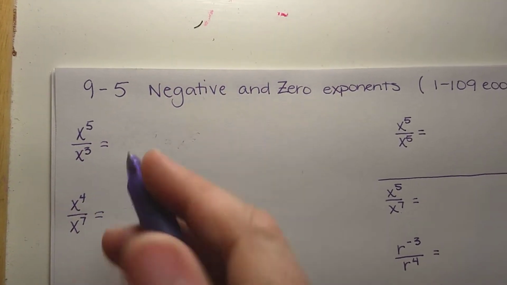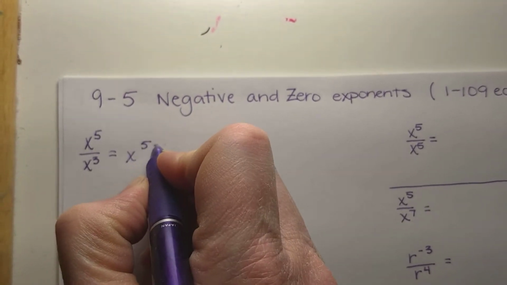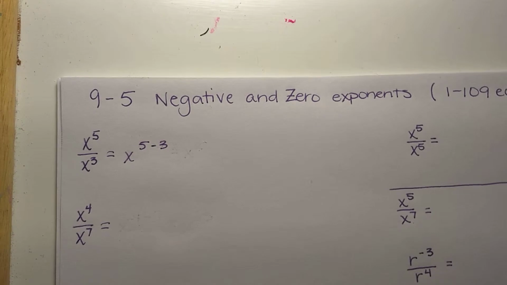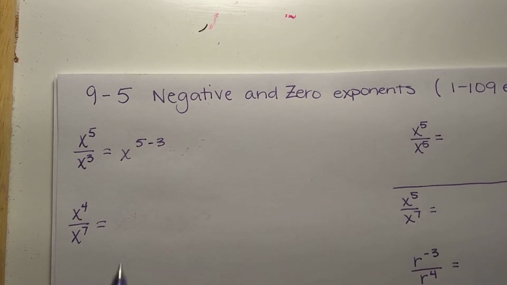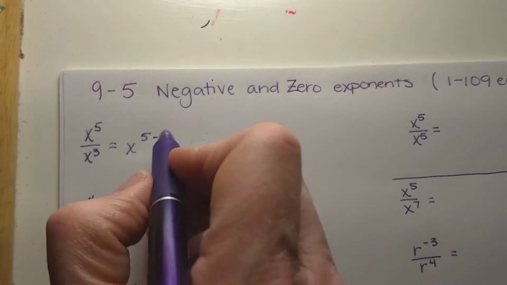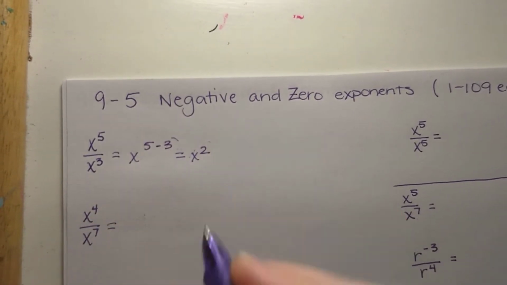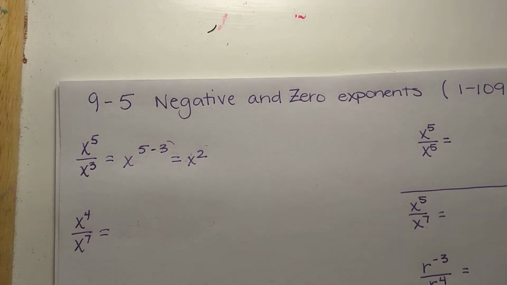If you remember, x to the fifth over x to the third, when I have division, I subtract the exponents. So since I have the 5 on top and the 3 on bottom, it's x to the 5 minus 3, and 5 minus 3 is 2, so that's x squared.